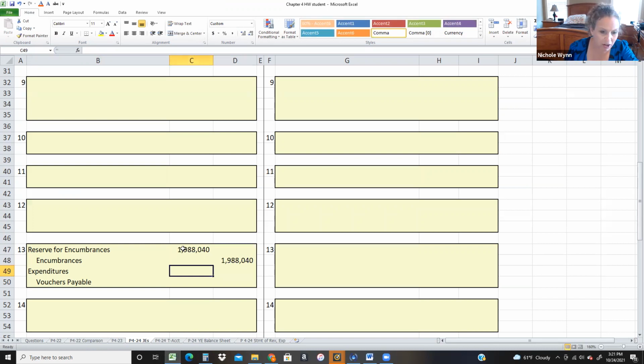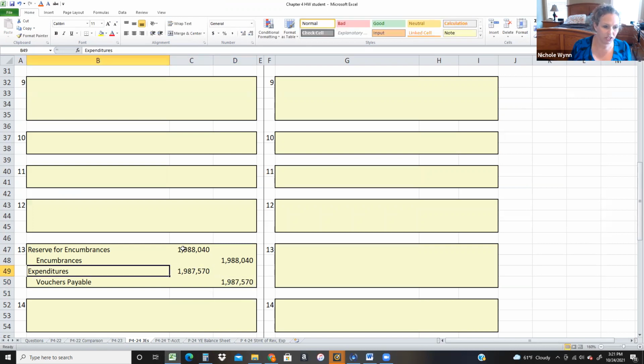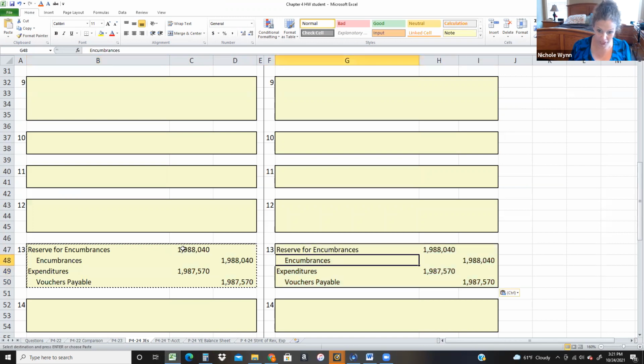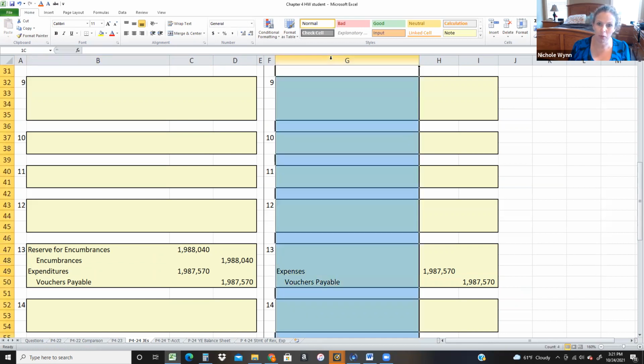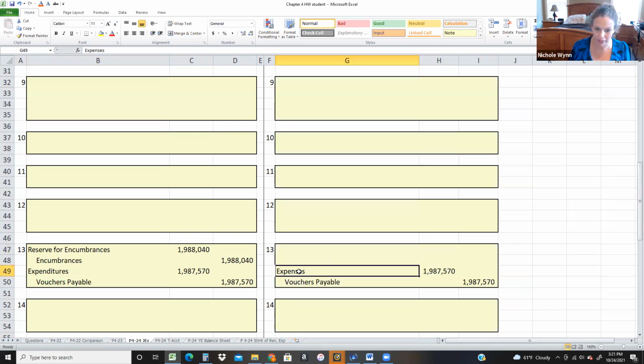were filled at a cost of $1,987,570. Okay, so then what I do is I usually just copy and then paste this over here, and then at the government-wide level, figure out what the entries should be. The government-wide level does not do budgetary entries, so there's that. And then instead of expenditures, we use expenses. So wherever it says expenditures over here at the government-wide level, we use the word expenses instead.